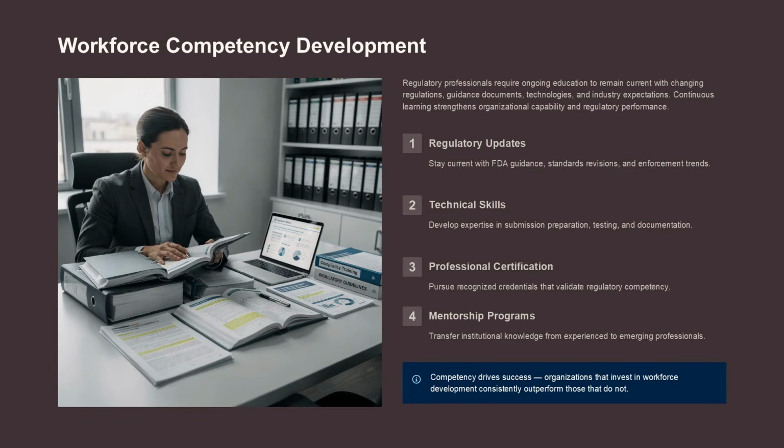Regulatory professionals require ongoing education to remain current with changing regulations, guidance documents, technologies, and industry expectations. Continuous learning strengthens organizational capability and regulatory performance. Competency drives success. Organizations that invest in workforce development consistently outperform those that do not.